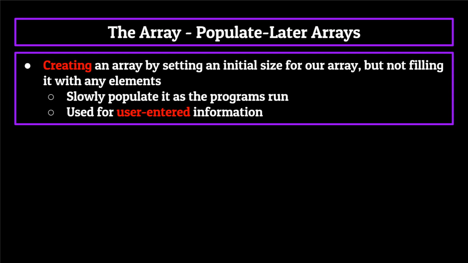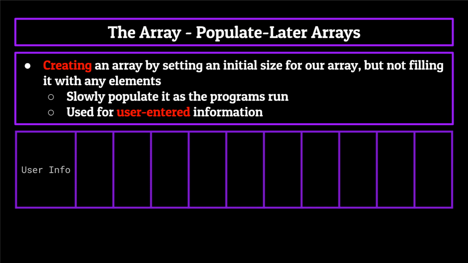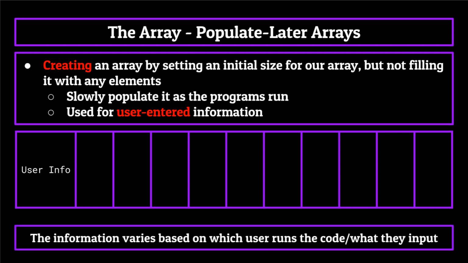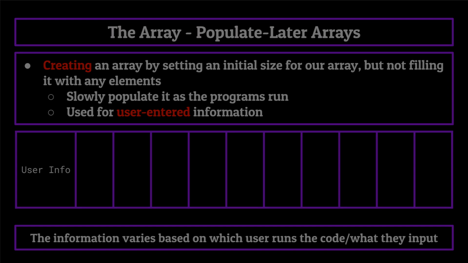The most common case in which this happens is in the case where the end user will enter information into the program, and then that information will be stored inside the array. Since the information varies based on which user runs the code and what they input during that particular run, we have no way of populating the array as soon as it's instantiated, forcing us to add the information later.